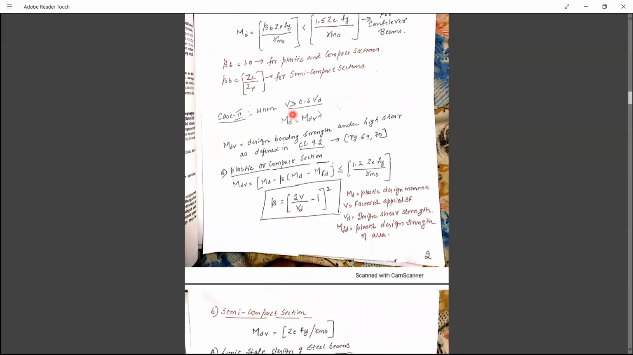When V is greater than 0.6 VD, Md is greater than or equal to Mdv. So, design bending strength under high shear is defined in clause 9.2. For a plastic or compact section, it is Md minus beta times of Md minus Mfd, where Fd is nothing but the factored design shear force. So this is based upon strength design. Beta is (2V by Vd minus 1) raised to the square.